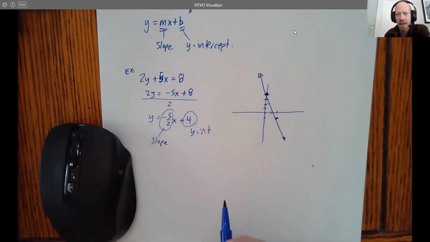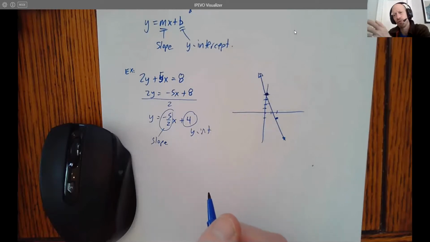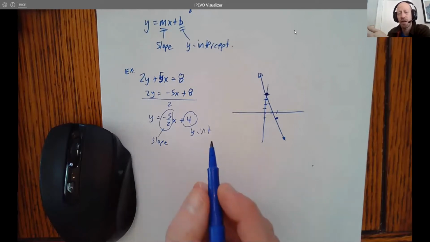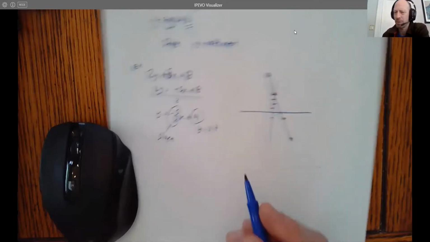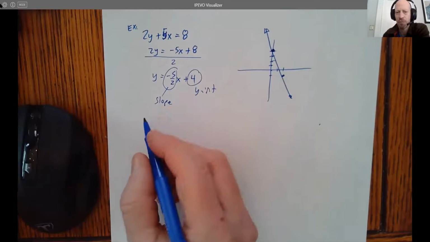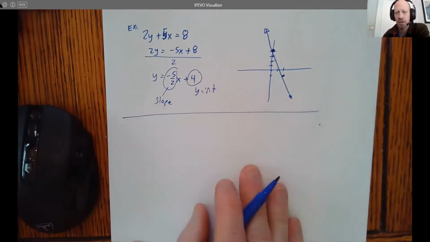Right, so today I want to talk about some more equations of lines. We have kind of two directions. Sometimes we're given the equation and we want to find information, whether it's a graph or the intercepts. And sometimes we have information and we want to come up with the equation, right? So that's what I'm going to work on a little bit today, is how do we come up with the equation of a line?